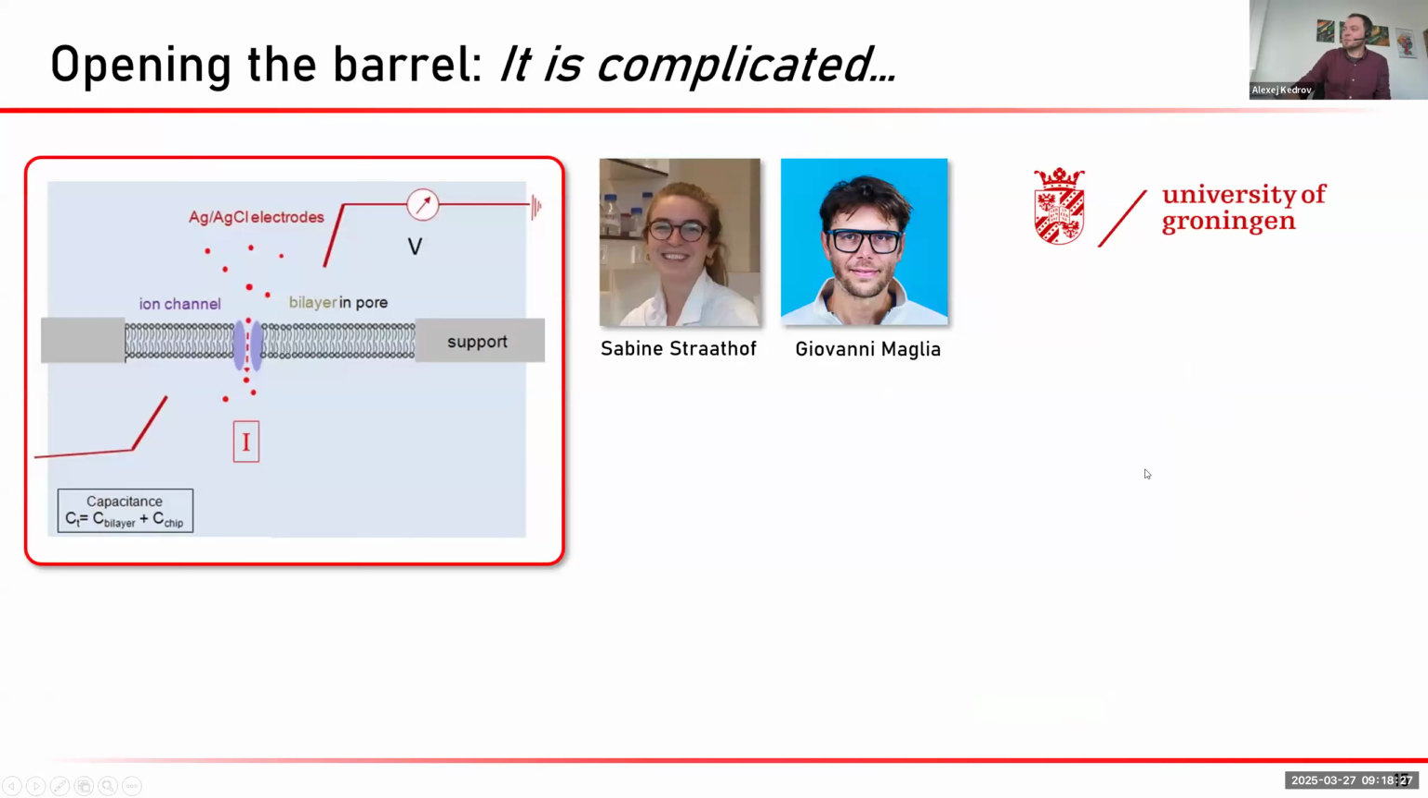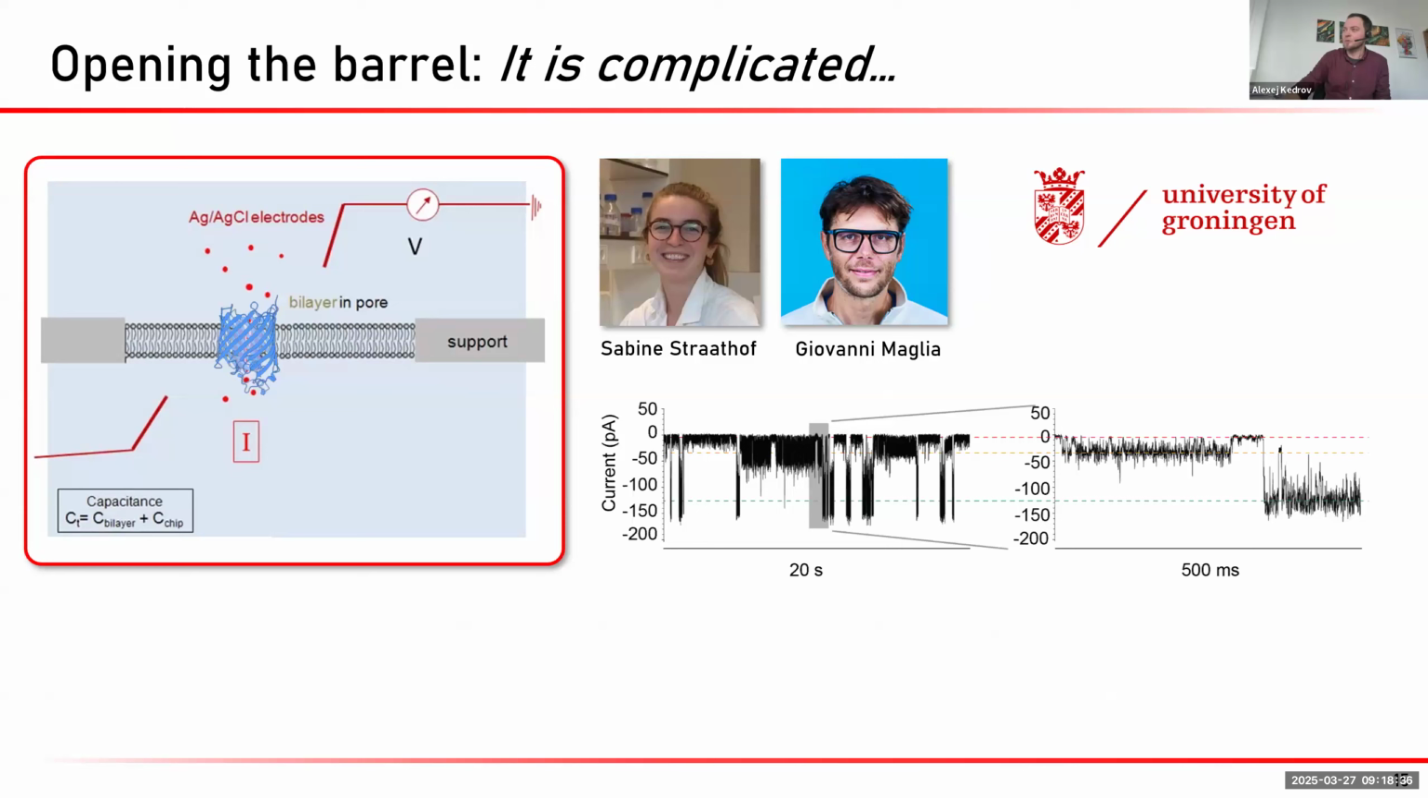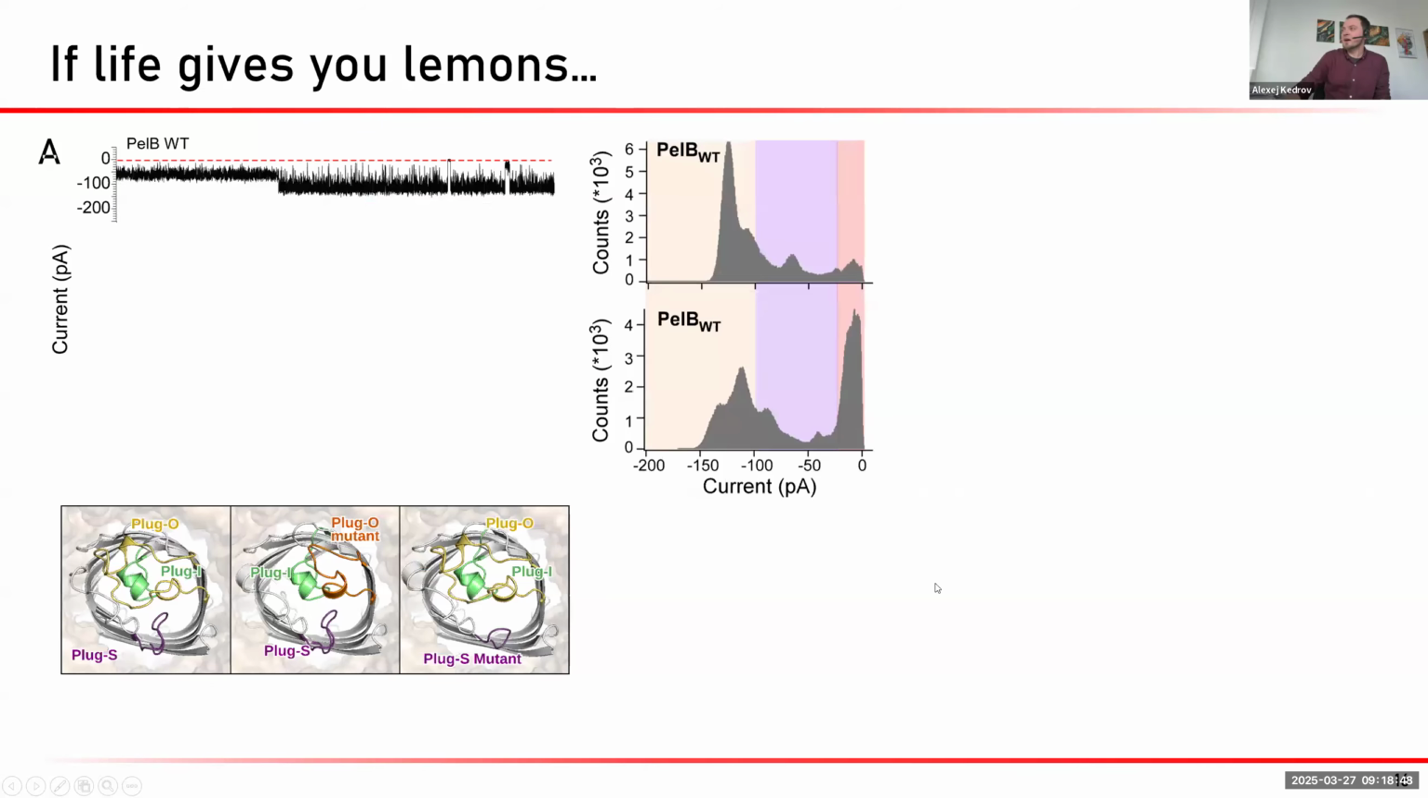In the final proof of this dynamic, we were lucky that the University of Groningen group of Giovanni Maglia helped us to look at transient opening of the pore with electrophysiology experiments. So they look at individual PelB molecules in a synthetic membrane and see if current goes through or not. Briefly saying, the data was hard because it's a single molecule measurement. Apparently, each molecule demonstrates its own behavior.